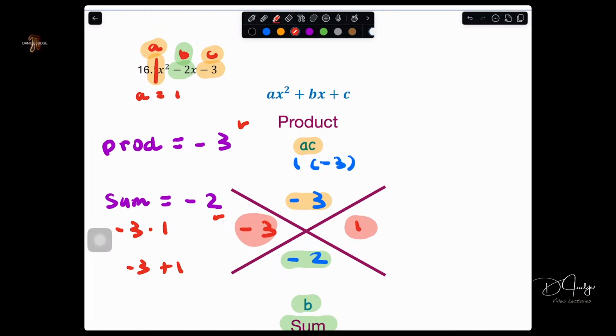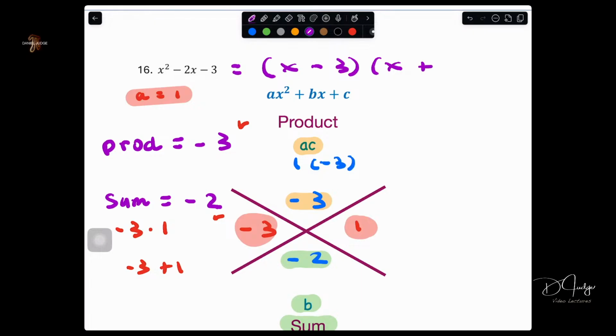So if you like, we can erase this and let's go back and recall. A is 1 is an important detail. We'll see in other examples. But this is going to be x minus 3 times x plus 1. Don't forget, those are the numbers we found in that exercise here. So this is the factored form of this trinomial here.